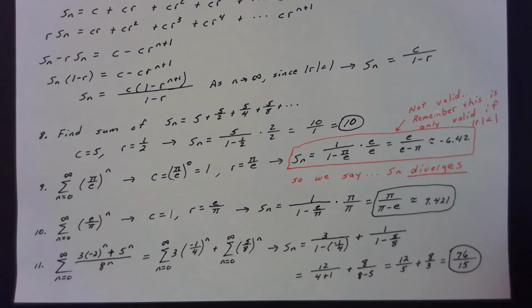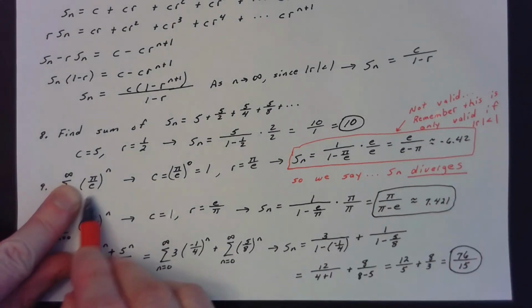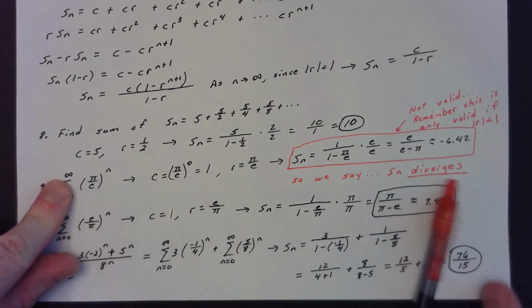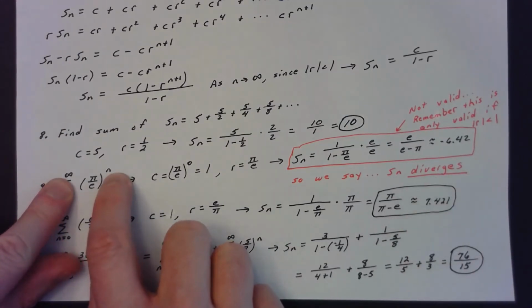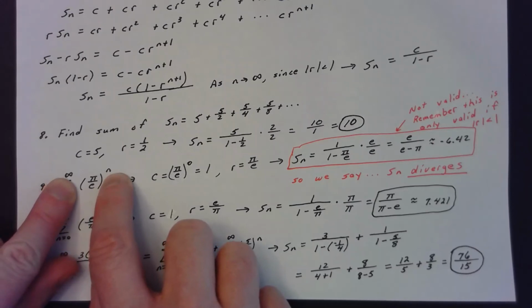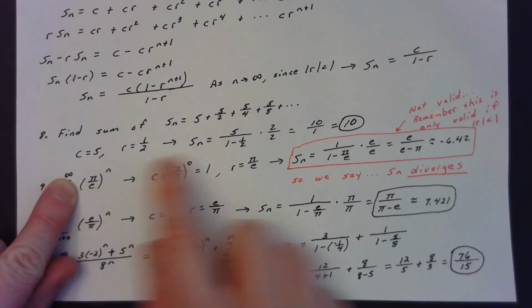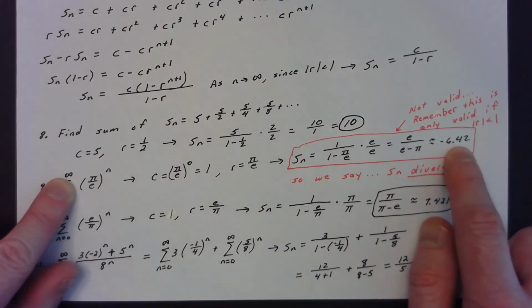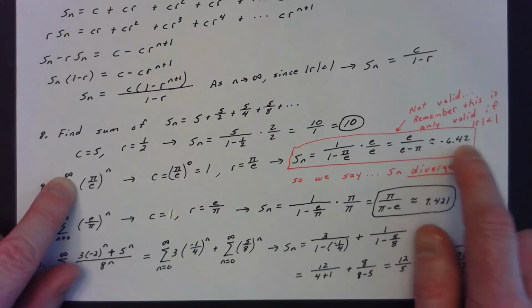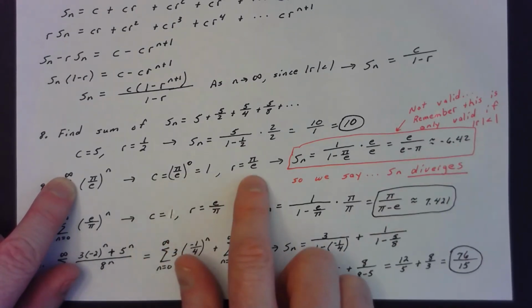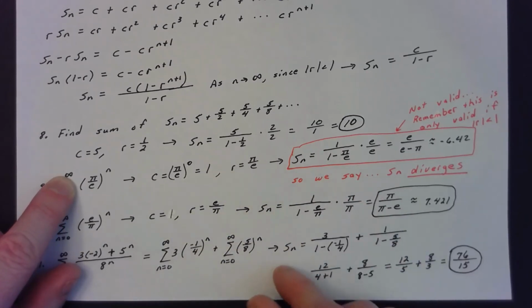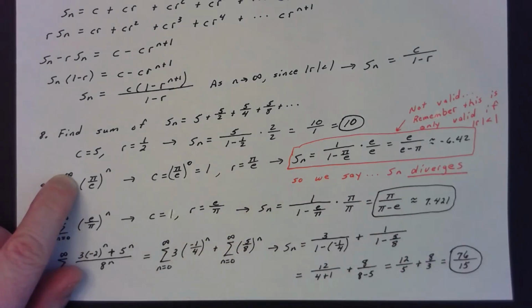Now, that should automatically catch you off guard, because look at this. This is a function with a base of pi over e raised to a positive power. You can never have a sum of positive bases to positive powers and get a negative. That should automatically send off a red flag and say, nope, that cannot happen. My first term would be 1, my next term would be pi over e, my next term would be pi squared over e squared, my next term would be pi cubed over e cubed.